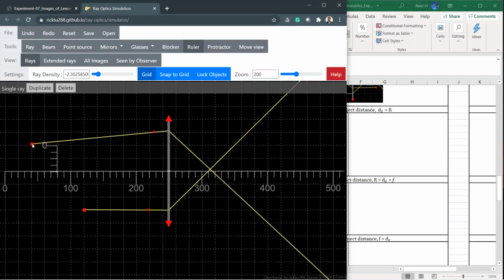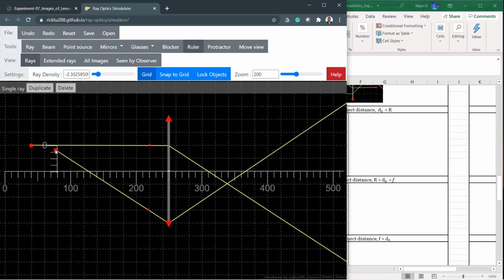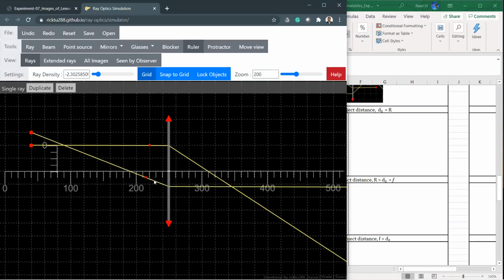So now I need 2 rays, right? One ray should pass through the very top of the object and hit the lens exactly parallel to the principal axis. That should pass through the focal point on the other side. Then I need another ray. There are a couple of options. You can do a ray passing through the very top of the object, and then passing through exactly the vertex point of the lens. If that is the case, that ray should pass through without any bending, right? So that's the second ray.